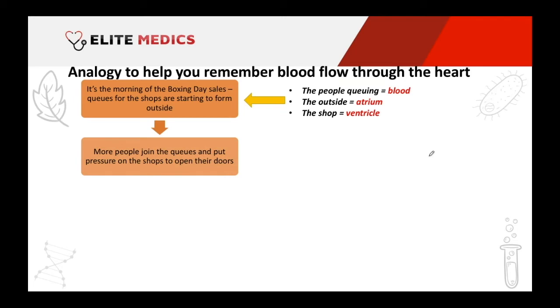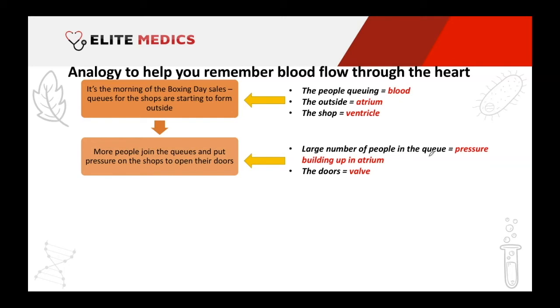Okay, so more people are joining the queues now. It's getting closer to opening time, so more people are joining, and they're putting pressure on those shops to open their doors. So now that there's a large number of people in the queue, imagine that this is pressure of blood building up in the atrium. Remember I said that the people are the blood, and so there's loads of people joining this queue now, and there's pressure building up inside that atrium. And they want to get into the shop, which is the ventricle.